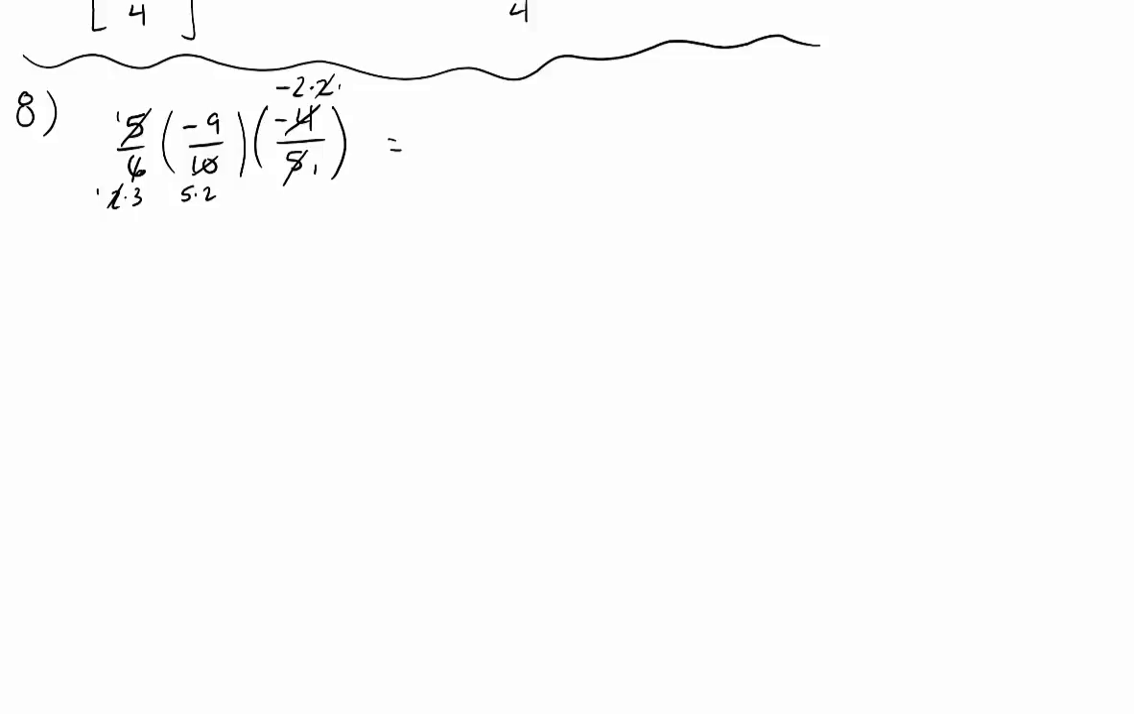I can't do it. What I can do is say, well, instead of 5 times 2, I can say that's negative 5 times negative 2. Negative 5 times negative 2 is also 10. Now I have a negative 2 and a negative 2, and I can cancel those out.